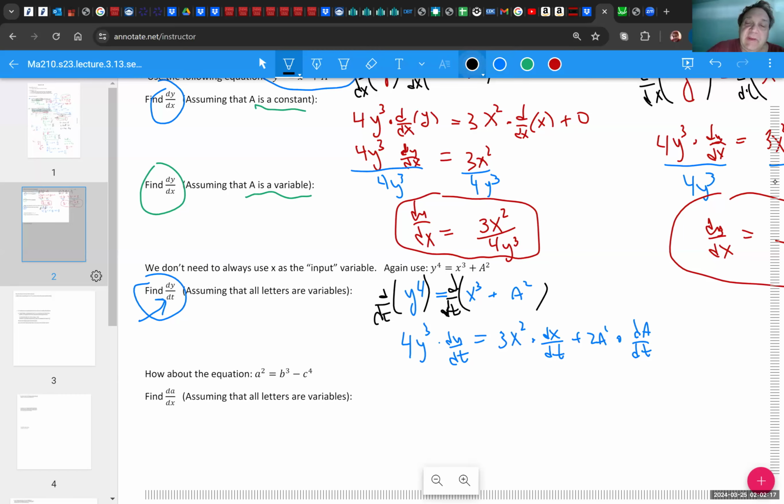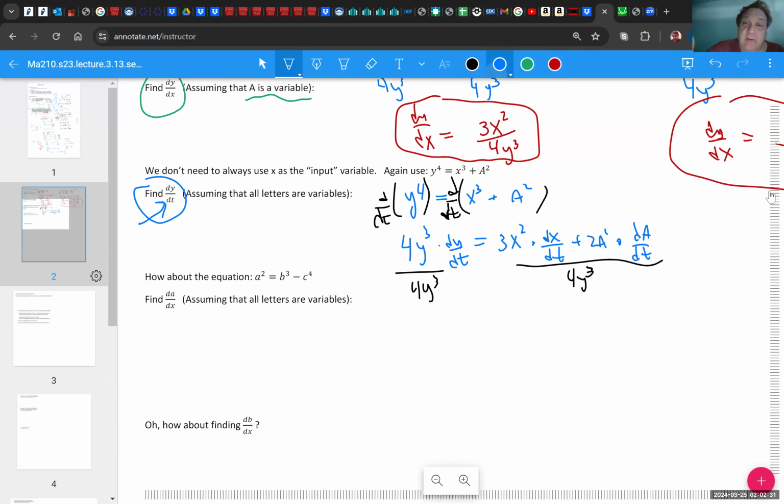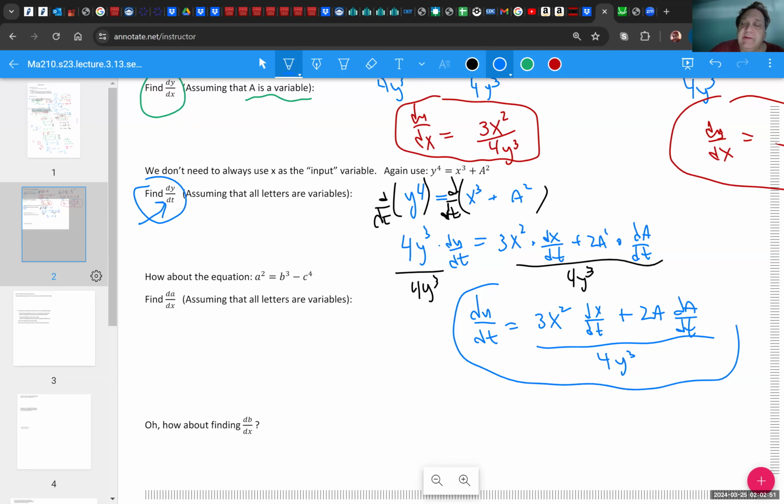Now I just divide everything on both sides by my 4y cubed. And I simplify if possible. Before we had things like dx dx that went away because they simplified to be 1. We don't have that right now, but it's okay. Answers can look more complicated. So on the top, we have 3x squared times dx dt, and we have 2a times dA dt. And on the bottom, we have 4y cubed. And that, my friends, is the derivative dy dt.